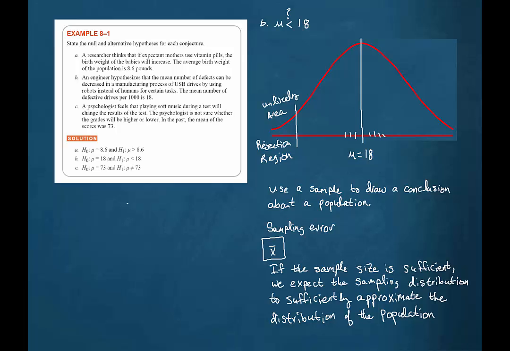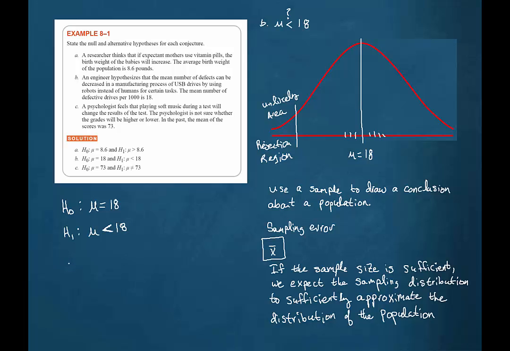And recall that the null hypothesis is the hypothesis that we would reject if our sample mean lands in the rejection region. And what we would reject is that the population mean is equal to 18. The alternative hypothesis is what we would conclude if we reject the null hypothesis. And if we land way down here and reject the null hypothesis, then we would be willing to conclude that the population mean is less than 18.